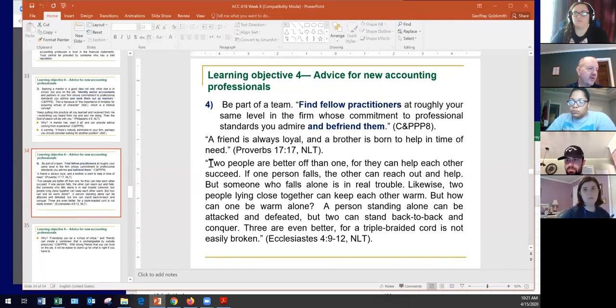Ecclesiastes 4:9 through 12. Two people are better off than one, for they can help each other succeed. If one person falls, the other can reach out and help. But someone who falls alone is in real trouble. Likewise, two people lying close together can keep each other warm. But how can one be warm alone? A person standing alone can be attacked and defeated, but two can stand back to back and conquer. Three are even better, for a triple braided cord is not easily broken.